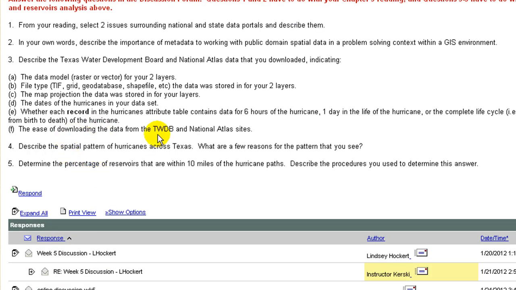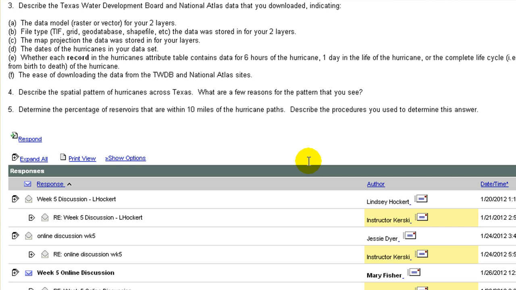The ease of downloading the data from the Texas Water Development Board and National Atlas sites. Describe the spatial pattern of hurricanes across Texas. What are a few reasons for the patterns that you see? Determine the percentage of reservoirs that are within 10 miles of the hurricane paths. Describe the procedures you used to determine the answer.